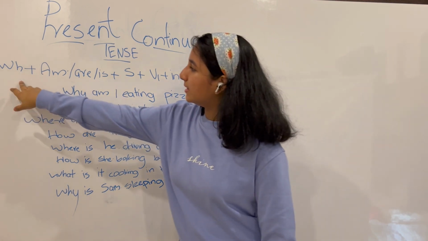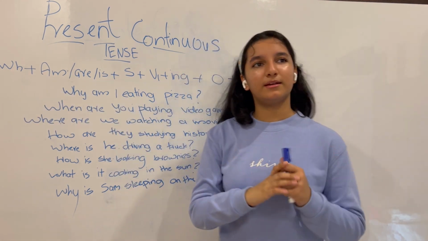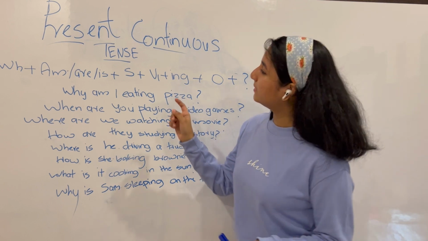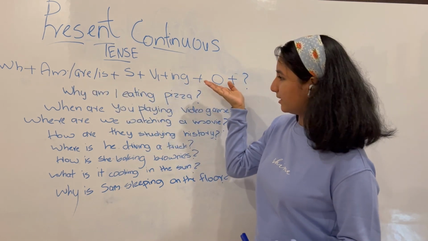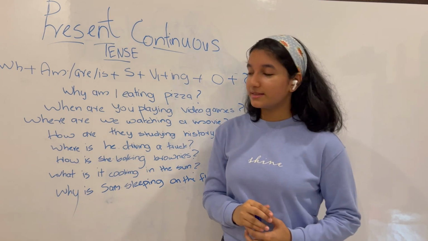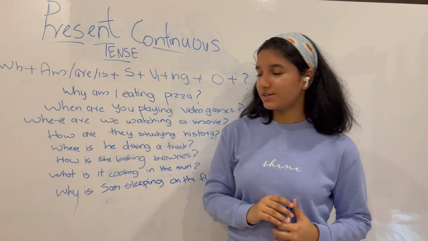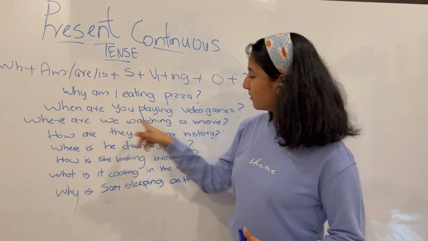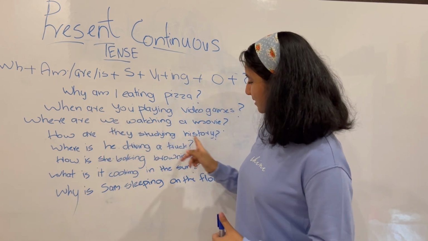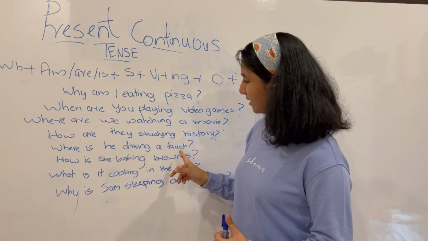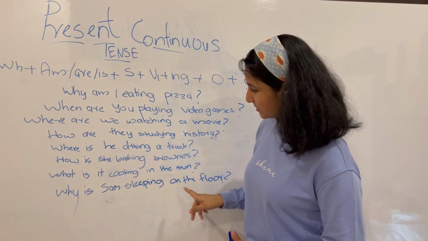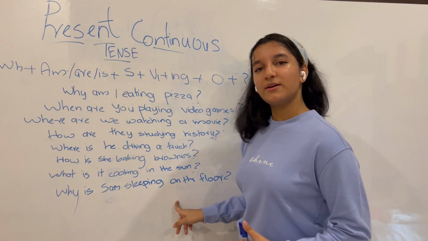Finally, after positive, negative, and interrogative sentences, as a part of interrogative sentences, we also have WH questions, meaning what, when, where, why, also how, plus the format for interrogative sentences. So with these, the examples have now changed to: why am I eating pizza, when are you playing video games, where are we watching a movie, how are they studying history, where is he driving a truck, how is she baking brownies, what is it cooking in the sun, why is Sam sleeping on the floor.